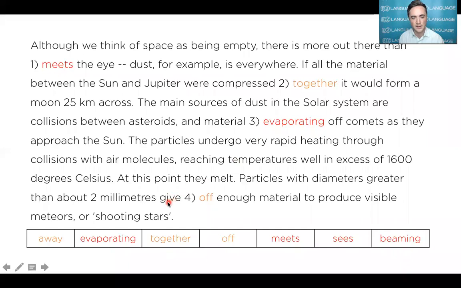Then we had number 4: particles give off enough material to produce visible meteors or shooting stars. So give off here is the phrasal verb, the verb plus preposition, which makes sense. A lot of people had give away, but that's the wrong one. That doesn't make sense in this context. So give off is the collocation here that is correct. So if you had all of those, that was a hard one. That's the kind of level of difficulty that you will see in the PTE.